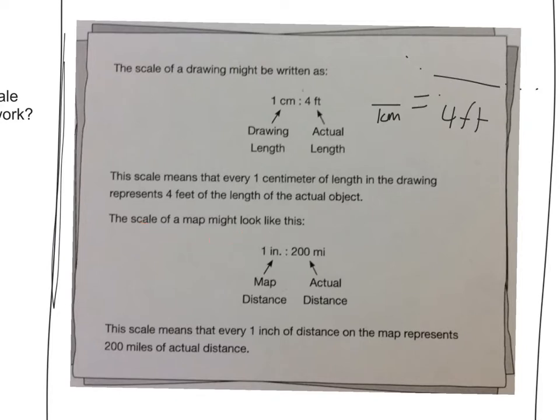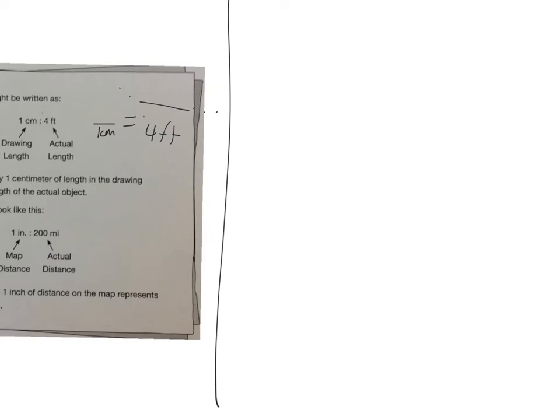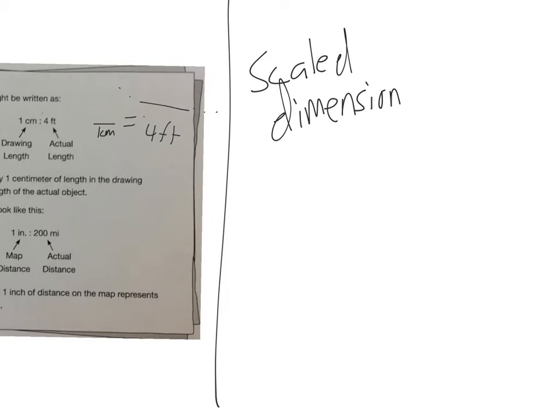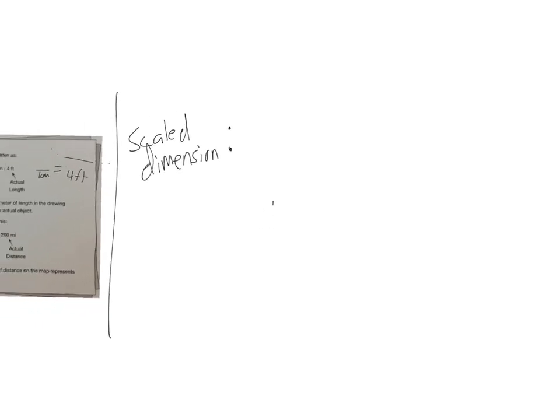Like on a map, you might say 1 inch, the map distance on your map, equals 200 miles of actual distance. So again, it's always the scale, the model, the thing that you changed, and then your actual original distance or dimension. So the scale means that 1 inch of distance on the map represents 200 miles of actual distance. Say I come over to a third column of notes, what I would write is that your scaled dimension is always going to come first, then you have your colon, and what comes next to it is your original dimension.